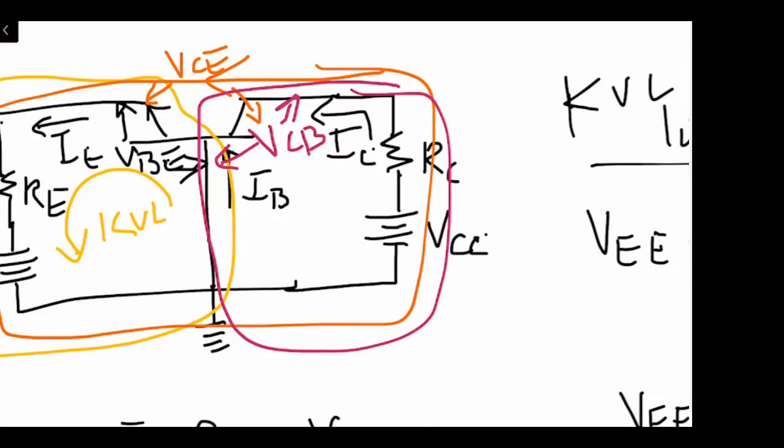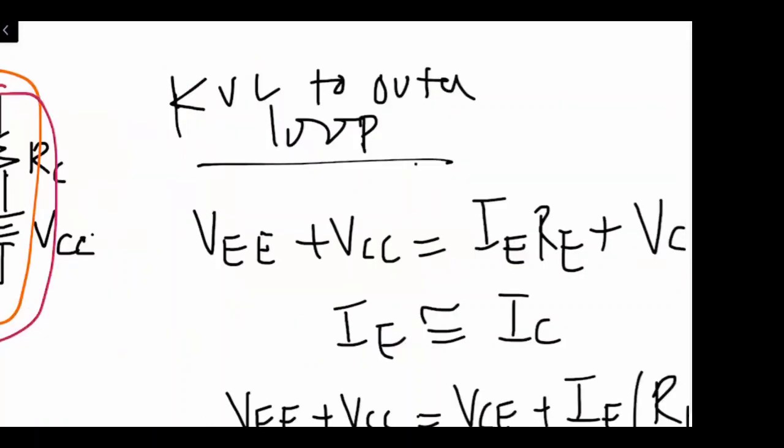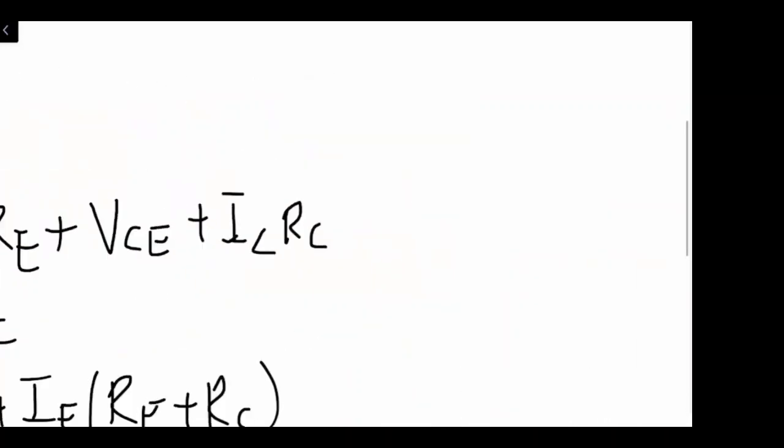Sir, both loops should have a name. The previous loop we have called the outer loop, and this one is basically the output side, right? Yes sir. Right, if you see, I have written KVL to the outer loop, and now this loop is basically the output side, KVL to the output side, right?